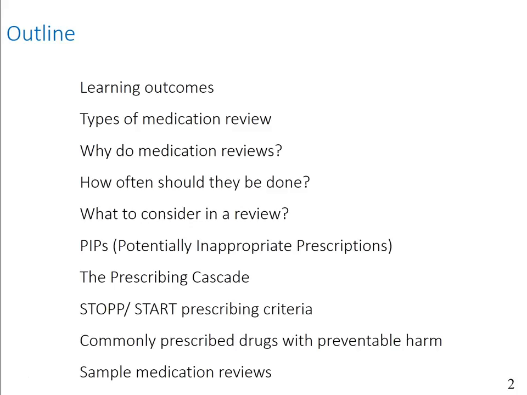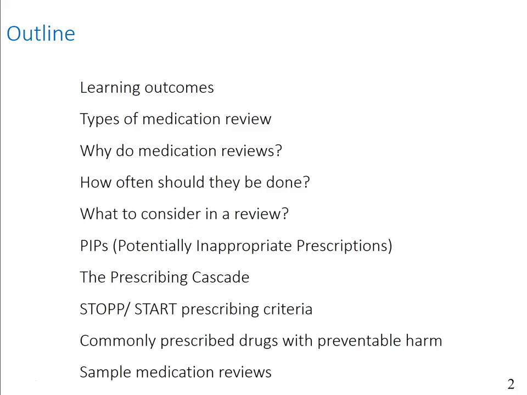This is an outline of the video. We'll begin with some learning outcomes, and then look at types of medication review, different types of review, opportunistic review, clinical review, etc. And then we'll pose the question, why should we do medication reviews? And if we do conduct them, how often should they be done? And crucially, what should be considered in a medication review? We'll then look at potentially inappropriate prescribing, particularly in the elderly. And we'll then have a brief look at the prescribing cascade.